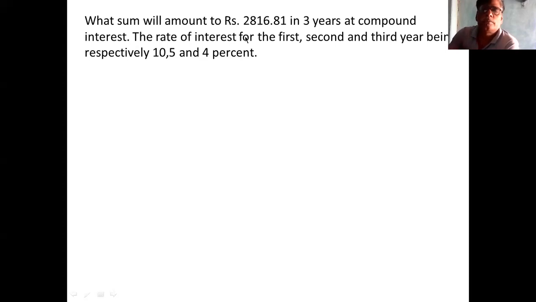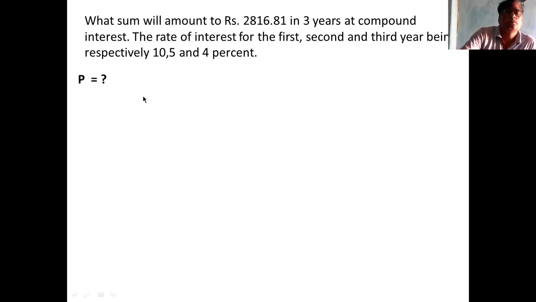The rate of interest for the first, second and third years being 10, 5 and 4% respectively. They asked to calculate principal. Total period is 3 years. But the rate of interest applicable is 10 for the first year, 5 for the second year, and 4 for the third year. Okay. Now you see this. P is equal to question mark. P value is not given in the problem. They asked to calculate P, the sum.